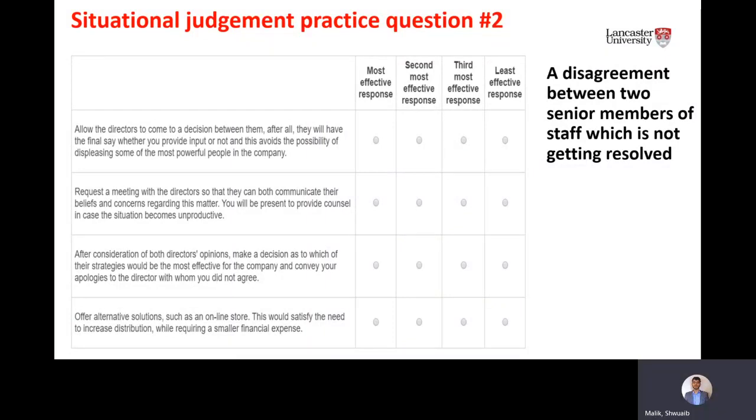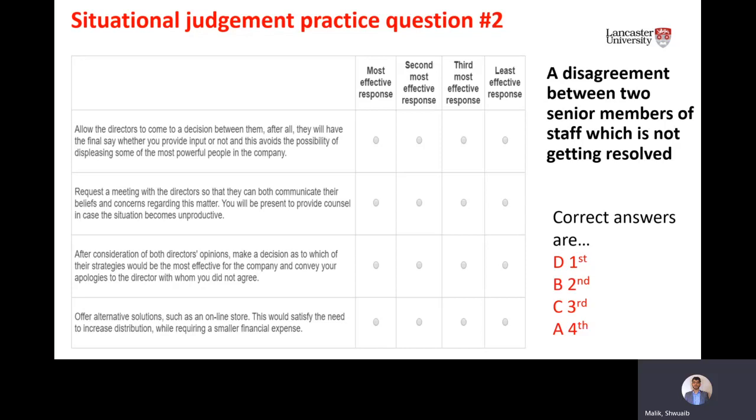Now, you've got 4 responses, but this time you need to select not only the most effective and least effective, but also the second most and the third most. So you need to essentially rank these responses from 1 to 4, from what you think is most effective to least effective. Now have a look at these before I move on to the answers and the explanation.